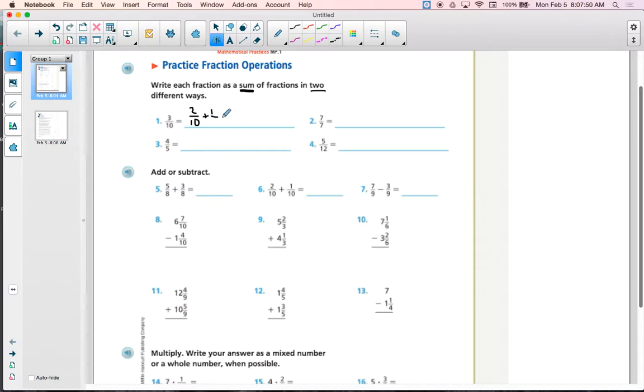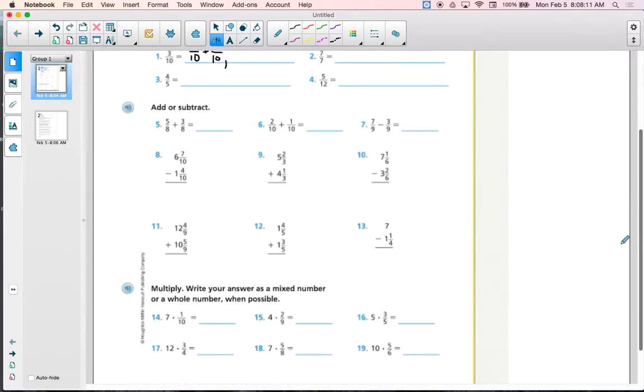plus 1/10. That's one way that we could write it. Or we could write it as 1/10 plus 1/10 plus 1/10 is 3/10. So do the rest of these problems where you're trying to get to this fraction in two different ways. And you can pause the video and do that. And then when you're done, restart the video, okay?